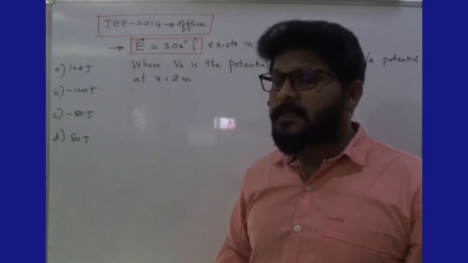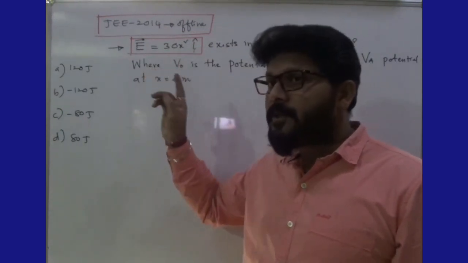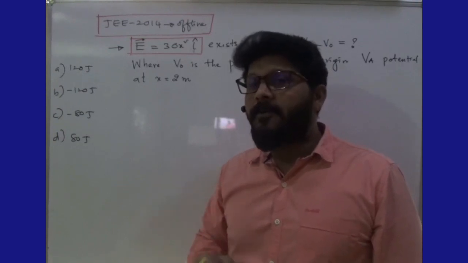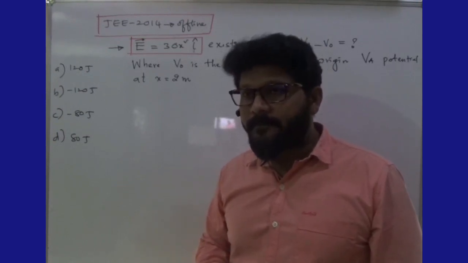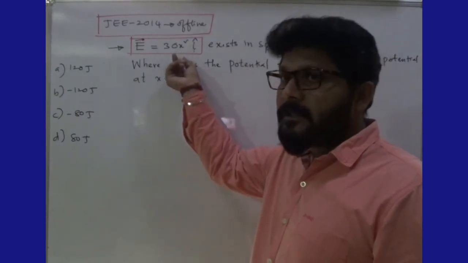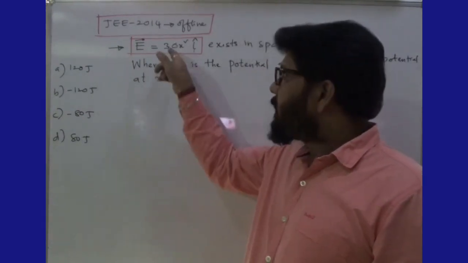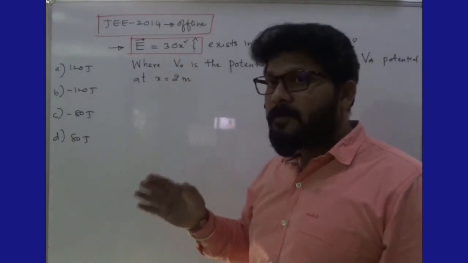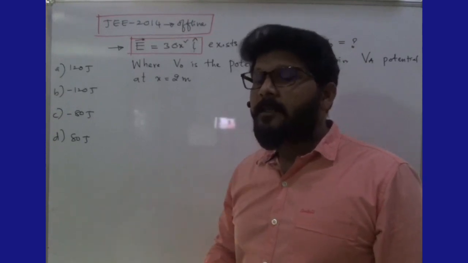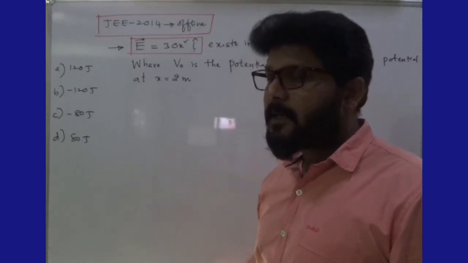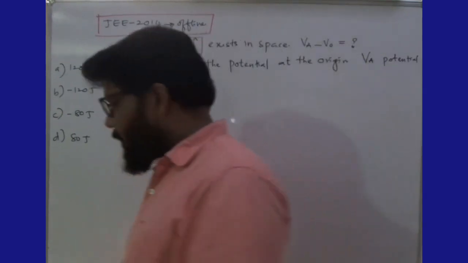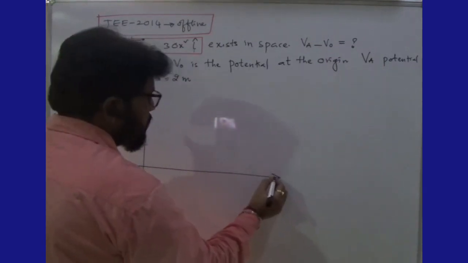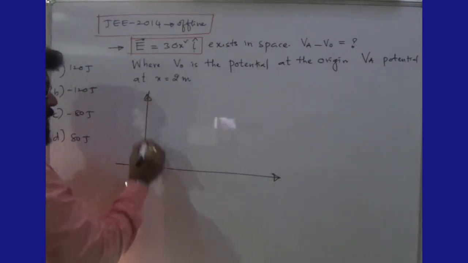We discussed two cases. Is this electric field uniform or non-uniform? Can anybody tell? If I substitute x equal to 1, then it will be 30 i cap. X equal to 2, then 30 into 4. That means with respect to x it is changing. That means it is nothing but a varying electric field. Whenever the electric field is varying, then we will go for the integration method.